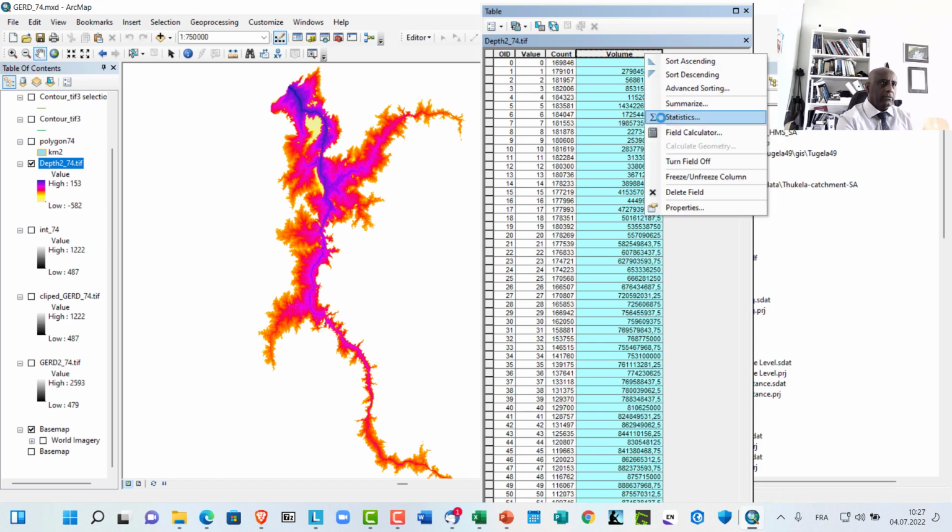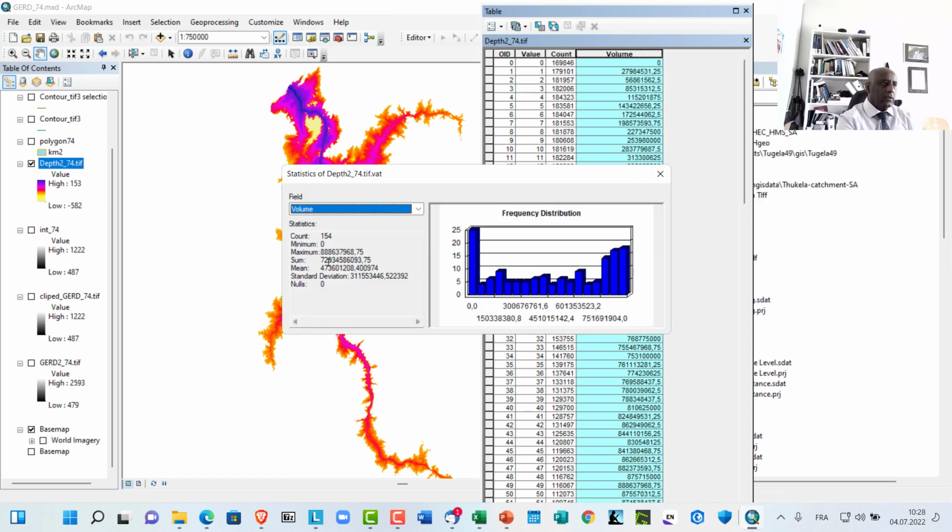You can do some statistics. Exactly, it gives you the sum is 72.9. This is the volume, 72.9 billion cubic meters of water. That is how they know the volume of the dam.